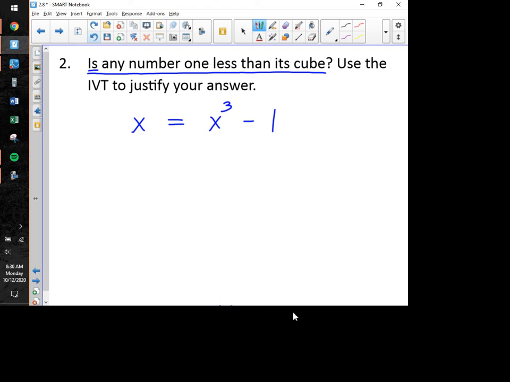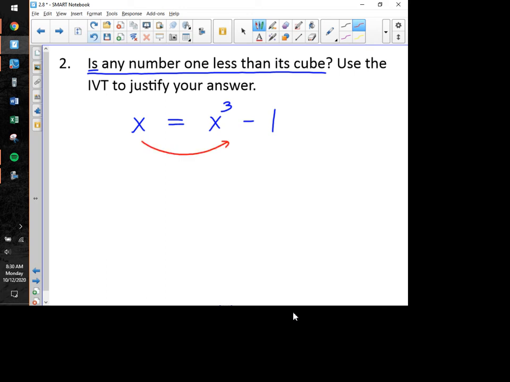So the question here is, everybody, does this equation have a solution? If it does, then the answer to our question is yes. If it doesn't, then the answer to our question is no. And the way we go about proving this is to try now to move all of our terms to one side or the other and to make a function out of this.